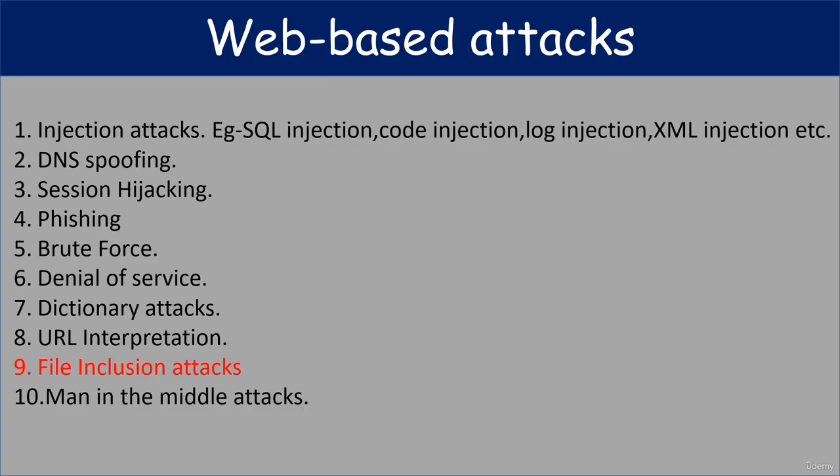Last but not the least, we have the man in the middle attack. So what is a man in the middle attack? It is a type of attack that allows an attacker to intercept the connection between the client and server and act as a bridge between them. Due to this, an attacker will be able to read, insert and modify the data in the intercepted connection.